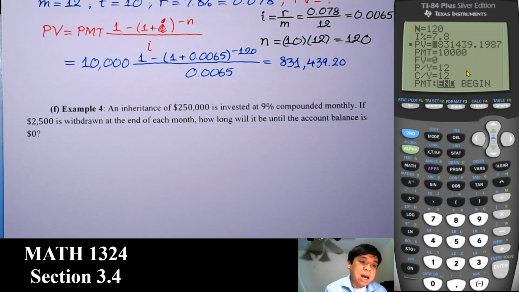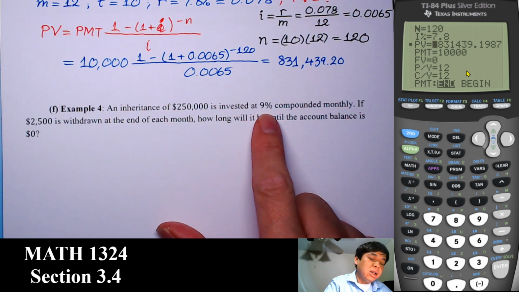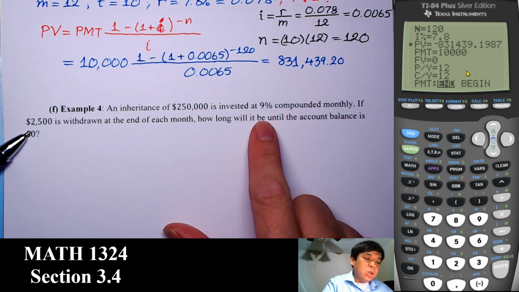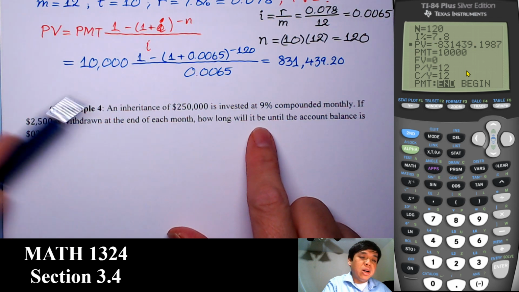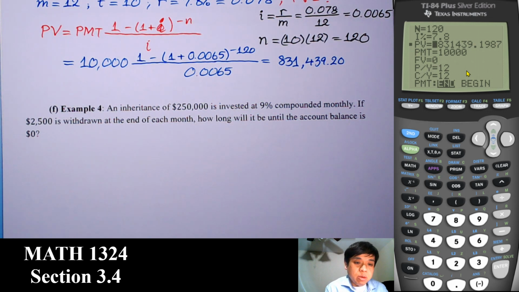An inheritance of that much is invested at 9% compounded monthly. If it is withdrawn at 2,500 at the end of each month, how long will it be until the account balance is 0? So in that case, the question asks for how long. In this case, the formula here will not work to solve for time. So we won't be able to solve for n here. Of course we can, but that's complicated. So I recommend, if the question asks for the rate or the time, just go ahead and use the calculator.